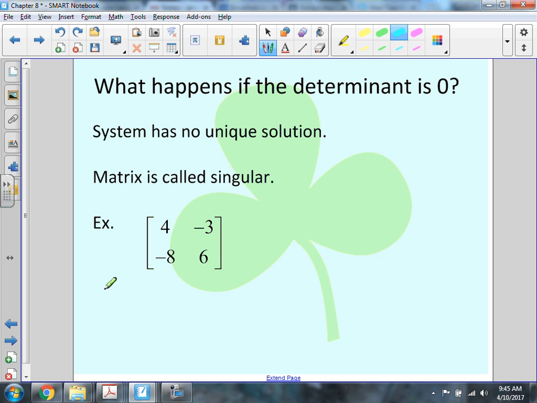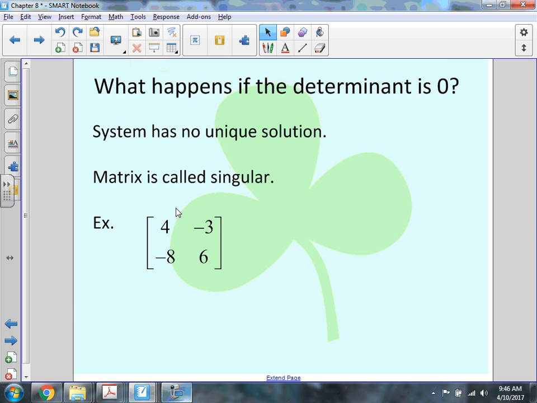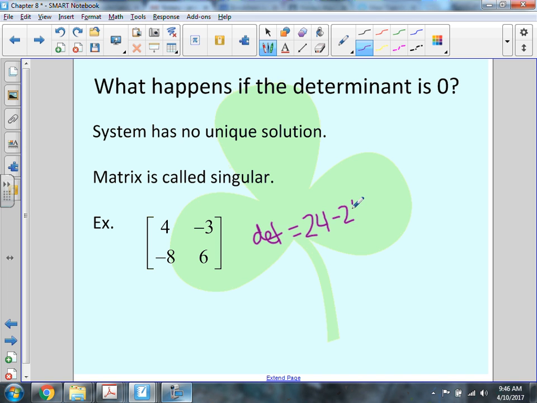Now, if you end up with a determinant of 0, the matrix is singular. Singular means there is no unique solution to your matrix. And if there is no unique solution, that means there's either an infinite number of solutions or no solution. So in this one, the determinant is 24 going along the main diagonal minus 24. So that means, therefore, there is no unique solution.